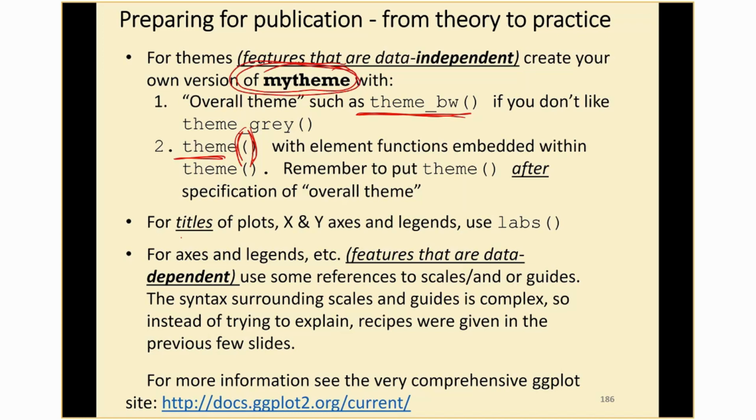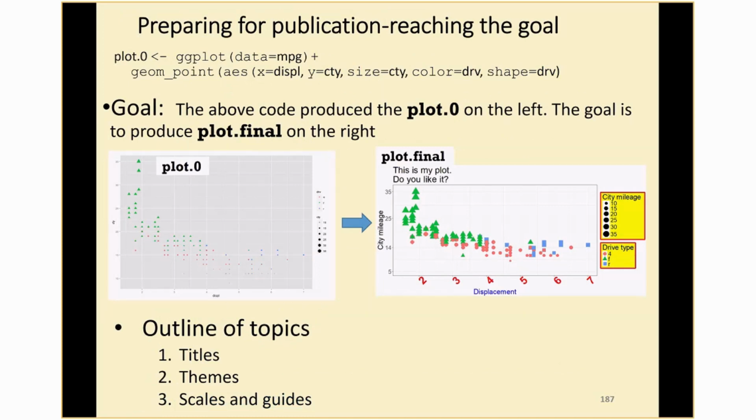So you're going to have your version of my theme in hand. And then to change the titles of the plots and the X and Y axes and the legends, you're going to use the labs function. So the labs function is what's used to change the titles. And then after that, the scales and guides, normally they work in the background, but you may have to use the scales and guides to slightly tweak the appearance of your plot. So now what we have here is a slide that we saw at the beginning of this lab that says, okay, the real purpose is to go from plot 0 to plot final. And how are we going to do that? Well, we went over these basic topics, the titles, the themes, and the scales and guides.